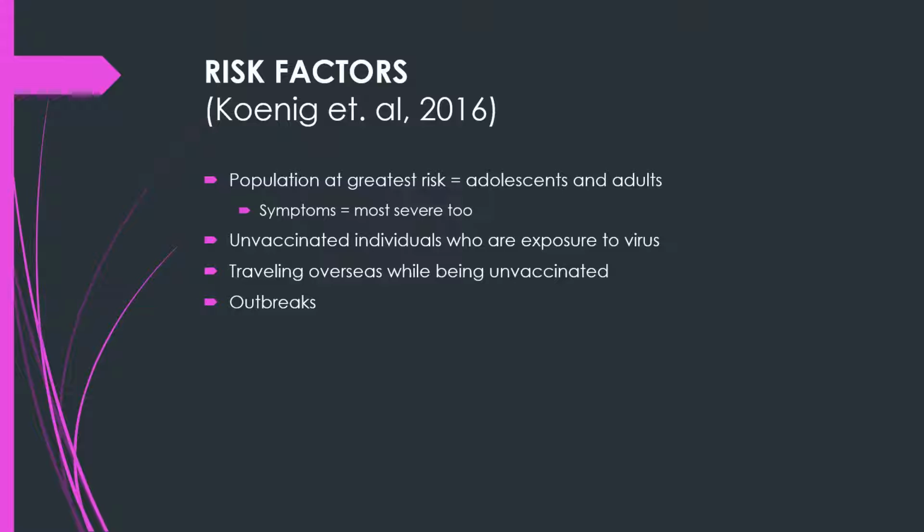So, same thing like I was talking about for measles, the vaccine is administered. The first dose is between 12 to 15 months, and then the second dose is administered between 4 to 6 years of age.